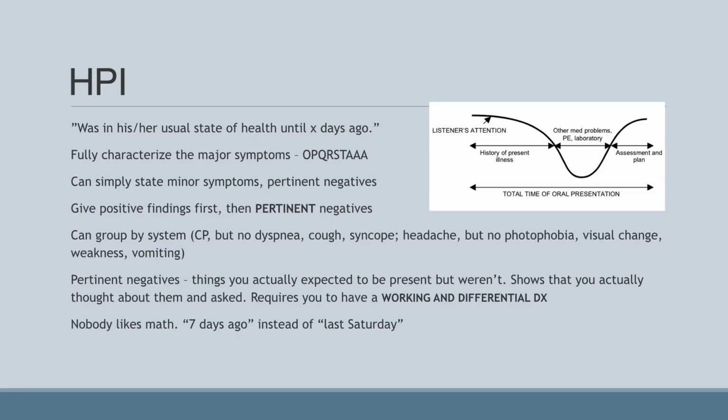All of you know the OPQRST AAA approach to history taking. Use it for all your major symptoms. It's a good way to flesh out all of the details of their symptoms. And for more minor symptoms or associated symptoms, you can just kind of rattle them off.